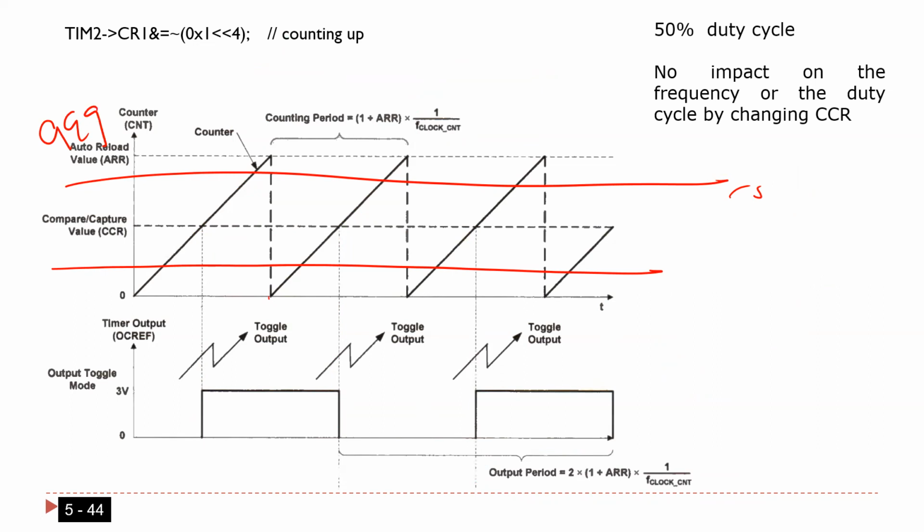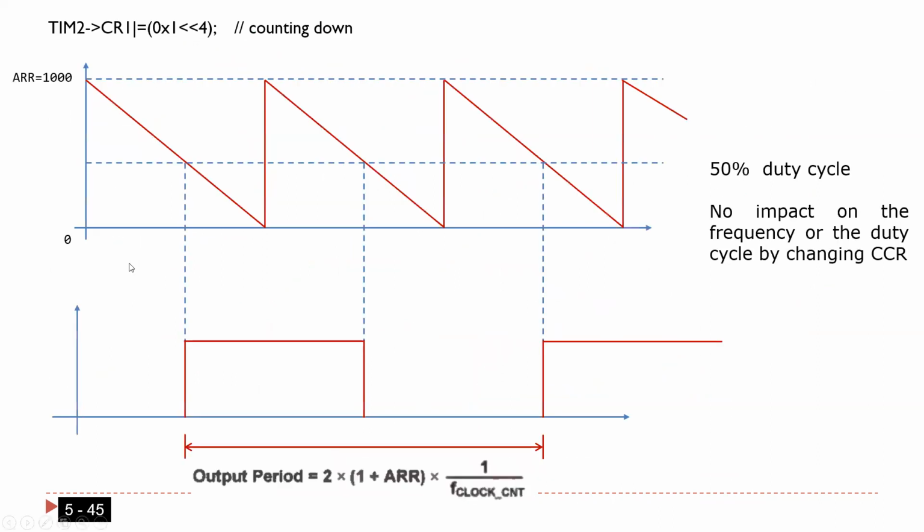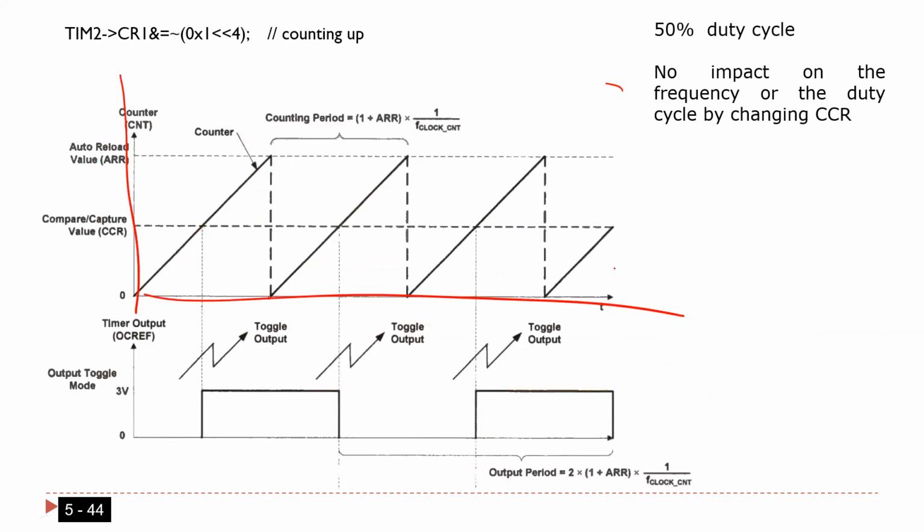Okay. The first restriction: ARR has to be less than or equal to 65535, because it's a 16-bit counter. The second restriction: CCR has to be less than ARR. So if you put CCR greater than ARR, and I did this one by mistake, by the way, when I did the programs, I put CCR up here, and nothing happened because it never happened that CNT is equal to CCR. Never happened. So I got no signal. Anyway, you have to make sure CCR is less than ARR.